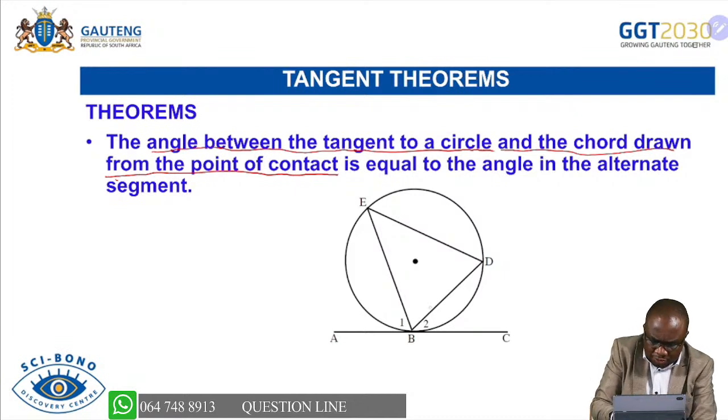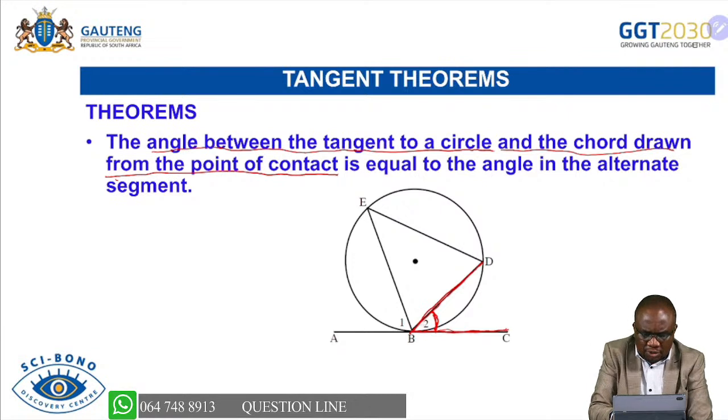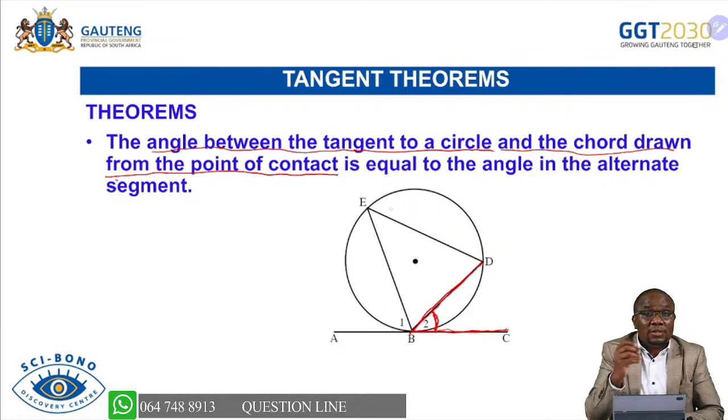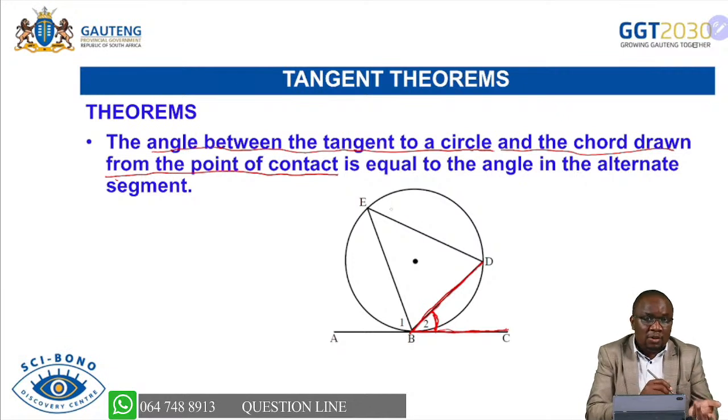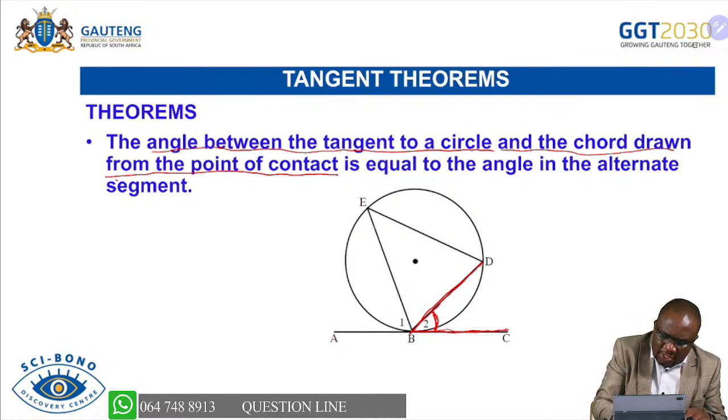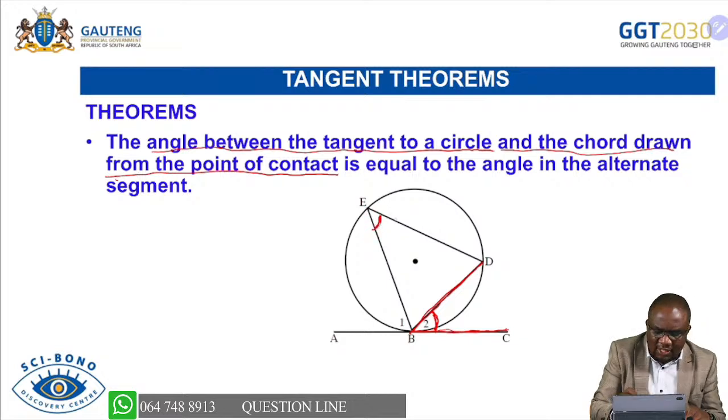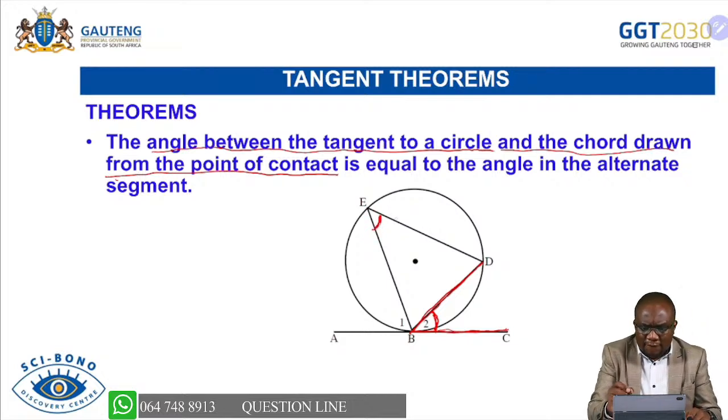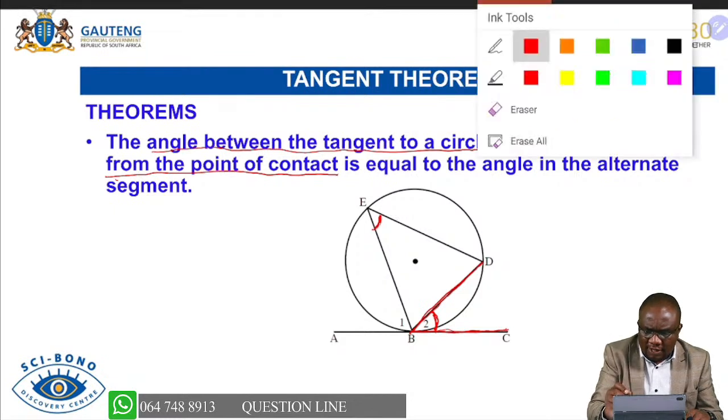According to my diagram, which angle are we looking at here? It can be B2. Do you see B2? It is the angle between the tangent and the chord drawn from the point of contact. This is the chord BD, and this is the tangent here, and this is the angle B2. So this angle B2 is equal to the angle in the alternate segment, the other segment. We're going to talk about segments very soon. So this angle E is equal to B2. Even if you check this side, you can have the same thing.